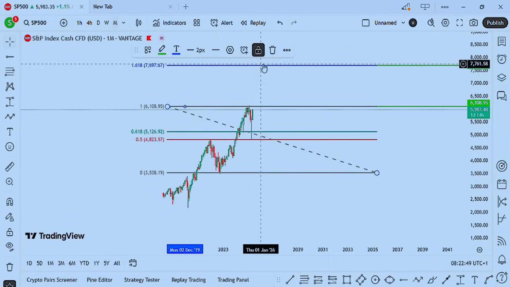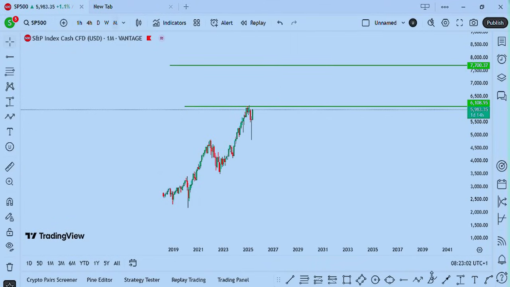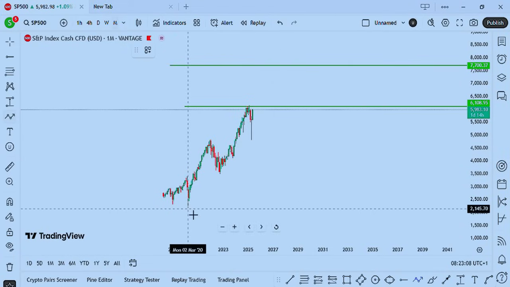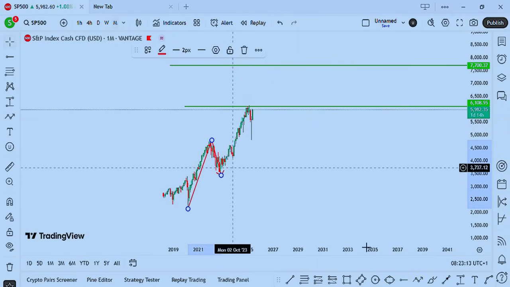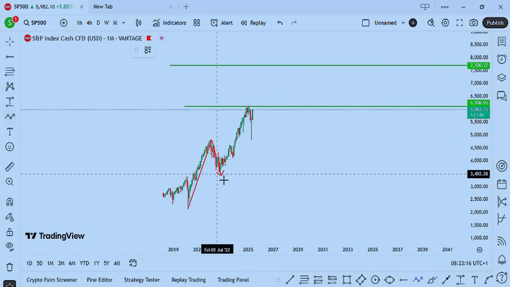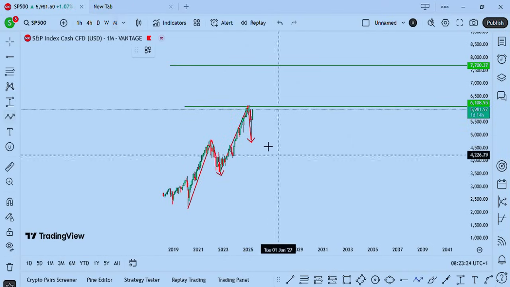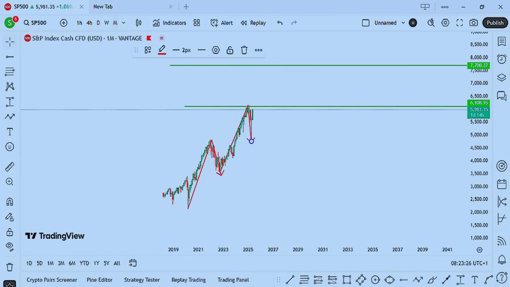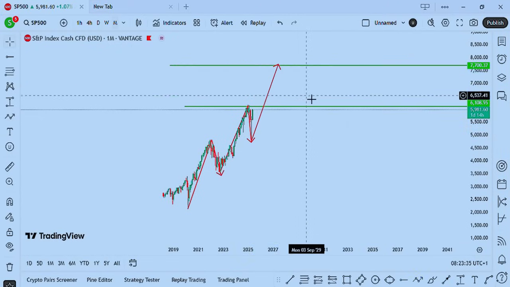Okay, let me plot this level so I can delete this Fibonacci. The second thing I will also use is the higher highs and higher lows that the market is making. This is the first higher high, then a lower low here. The market came back to give another higher high, then another lower low. So what we might see again from SP500 is another higher high, into this extension level.